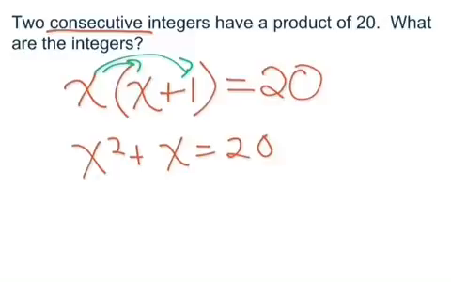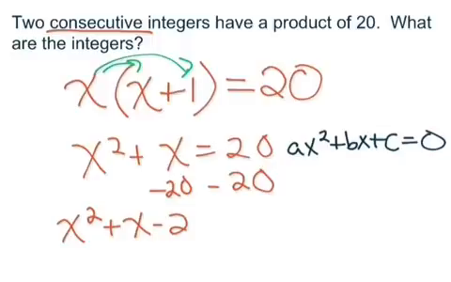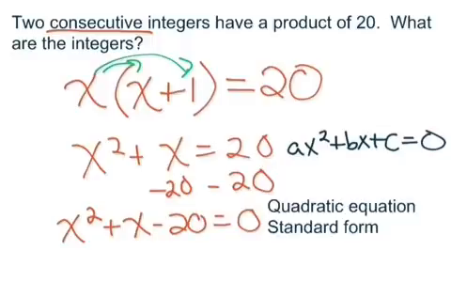Now, in order to write this in standard form, we need to have it in the form ax squared plus bx plus c equals 0. So we're going to move our 20 over, minus 20 on this side, to put ours into standard form. X squared plus x minus 20 equals 0. So now what I have is a quadratic equation that's written in standard form.